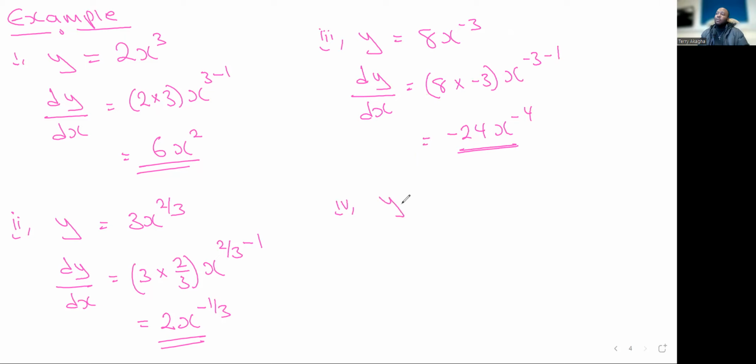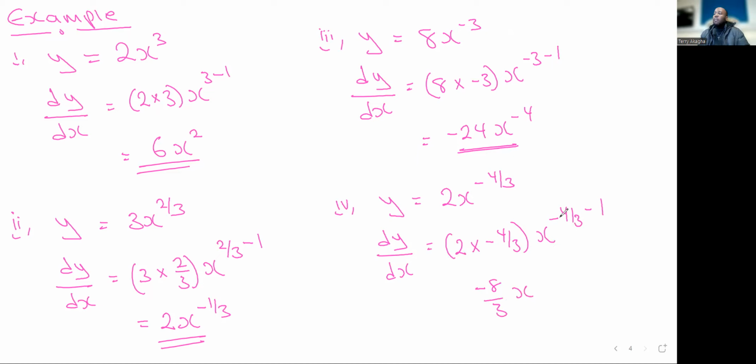Let's see, I have time for one more. Let me just throw one here. So we have y is equal to 2x to the power minus 4 over 3. The same thing, we're just repeating the same thing. You bring down the power to multiply the 2. So it'll be 2 times minus 4 over 3. And we now have x to the power minus 4 over 3 minus 1. Are you seeing it? 2 times minus 4 over 3 will give you minus 8 over 3. And x to the power minus 4 over 3 minus 1 will give you minus 7 over 3. And that will be the answer for that. Okay? All right. So that is it.